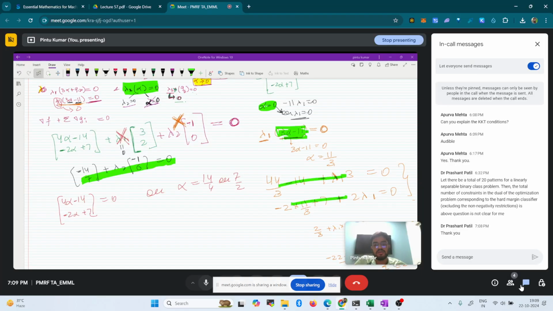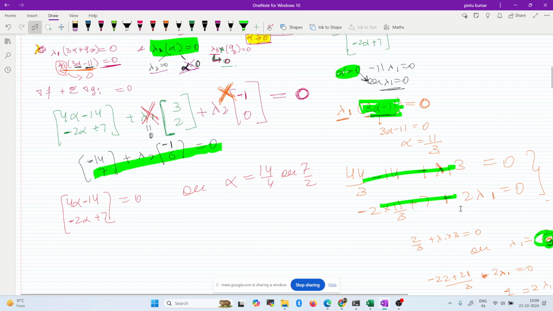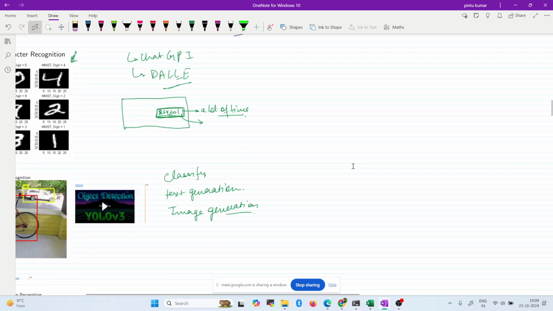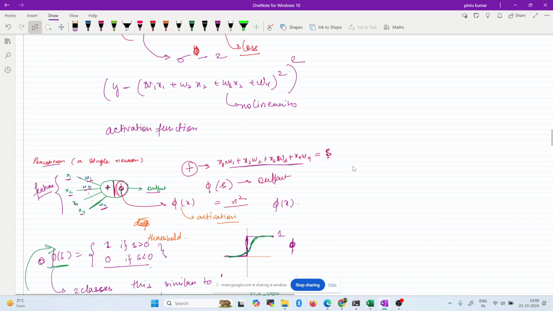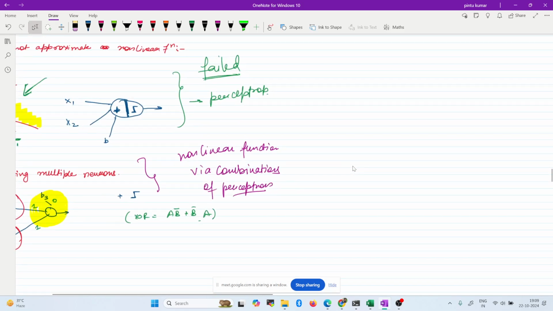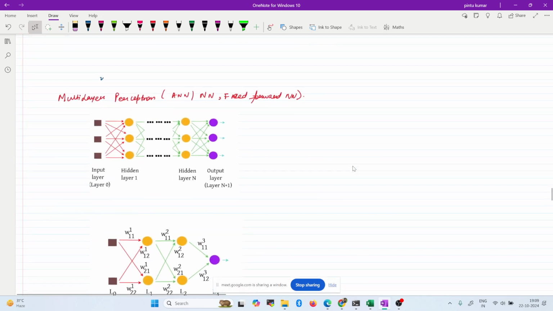I will keep you posted. Okay. So if you guys have doubts, you can keep asking. I'll just finish this multi-layer perceptron motivation that I started.